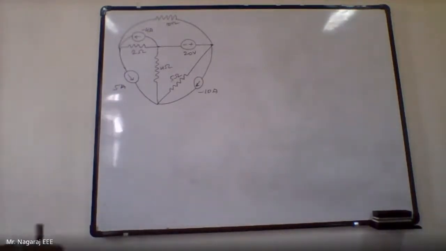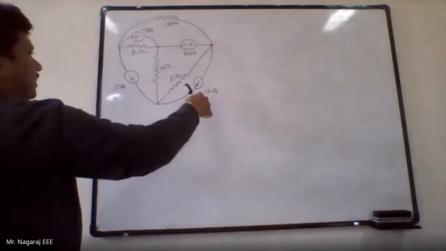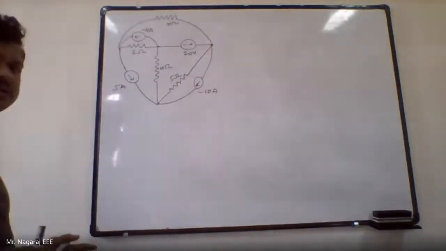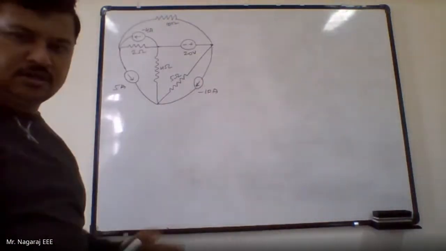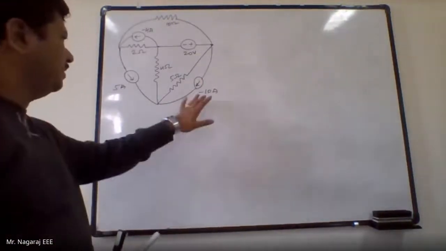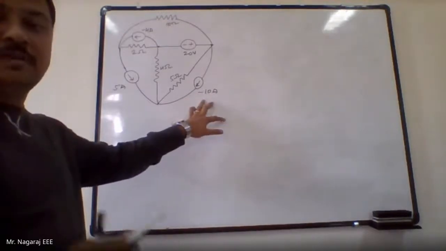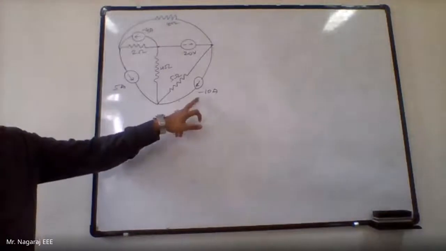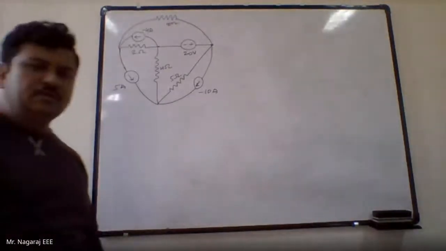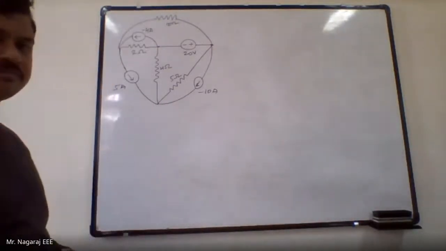Now you can observe some source values are given negative, minus 10. Simply, what you can do is, if you want, you can reverse the direction of the source and then write the equation, or you write the equation using the minus sign also, considering it in the value. So this I have taken purposely, so that you should know the other way of representation.